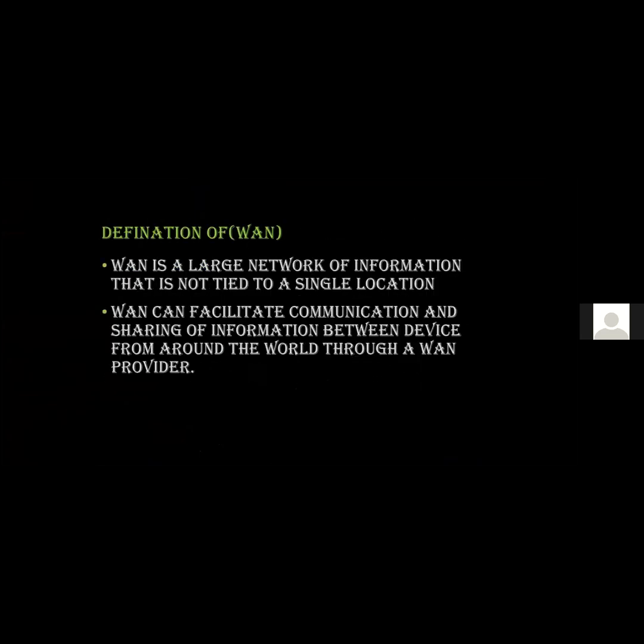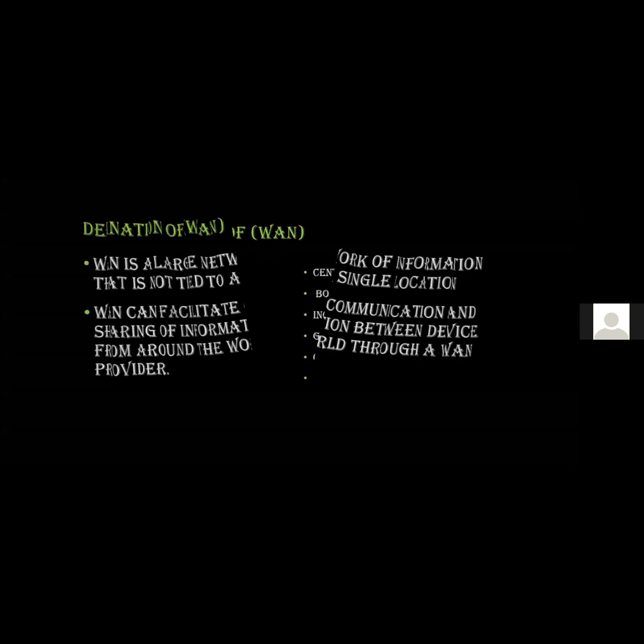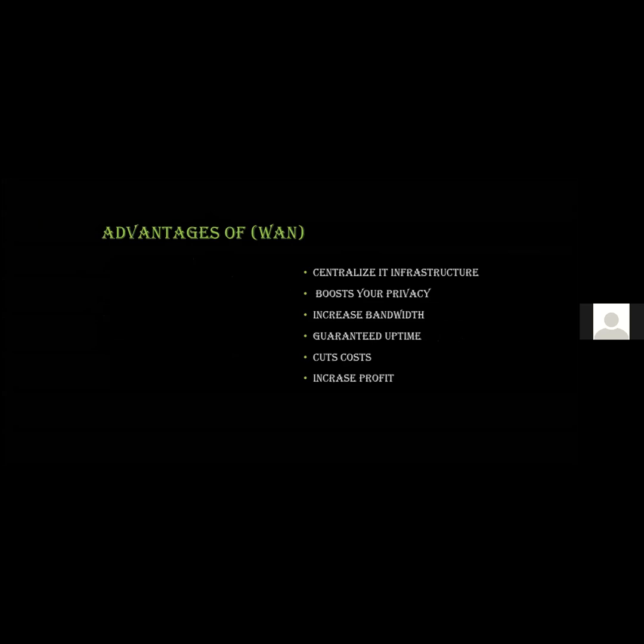Now, what is WAN? WAN is the largest network of information that is not tied to a single location. WAN can facilitate communication and sharing of information between devices around the world through a WAN provider, which means you can share your data and information to any part of the world. There is no limitation of network.